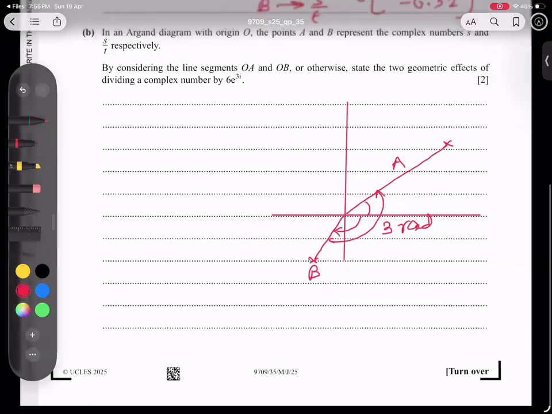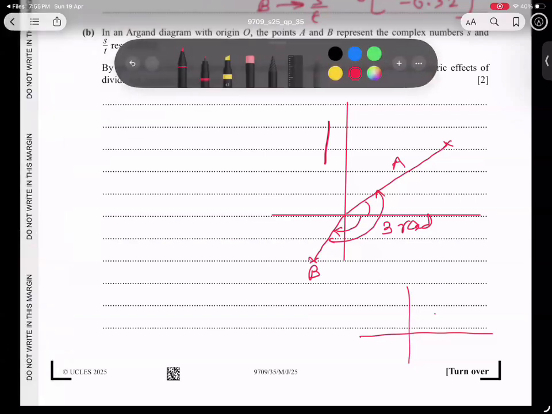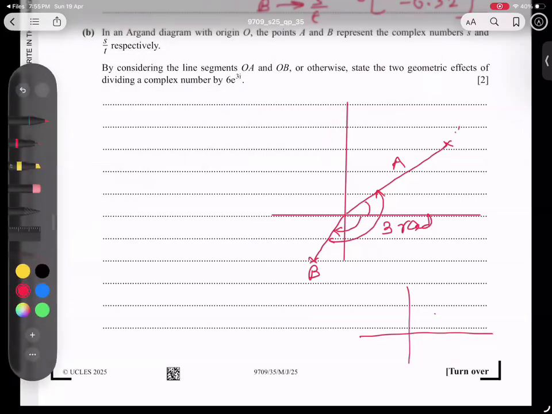And students, I try to help you understand this concept. When we have a triangle that comes this way, first of all I have to explain what is going on. Read the statement again: by considering the line segments OA and OB. So this is OA and this is OB. He considers the lengths of OA and OB, the segments. Otherwise, state a geometrical effect of dividing complex numbers. So what happens after dividing, this is the effect of S by T. He's asking what is going on.